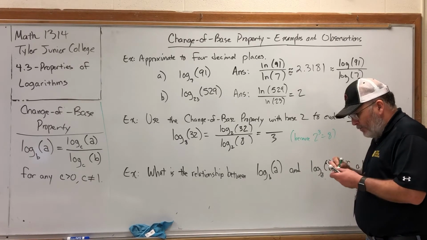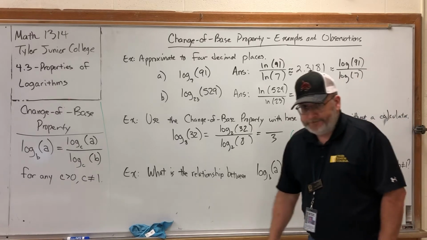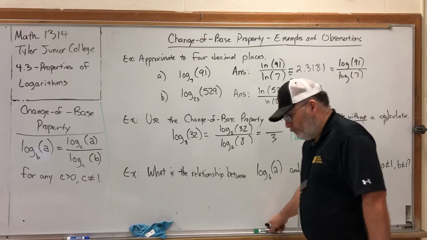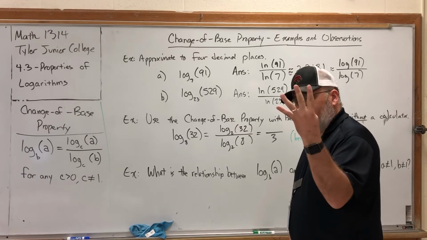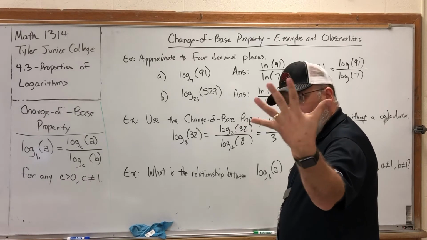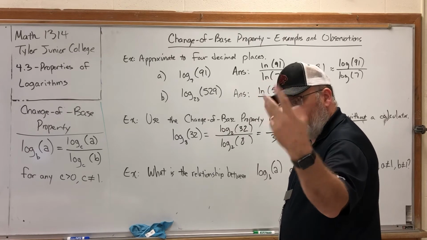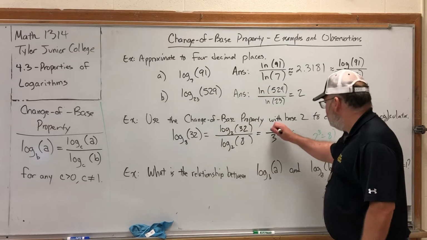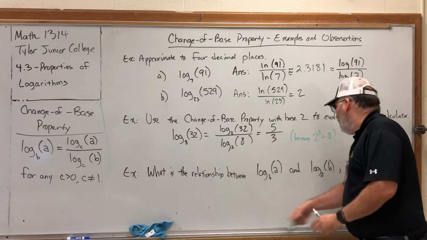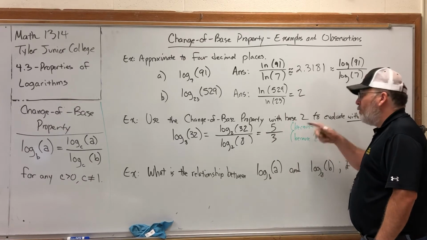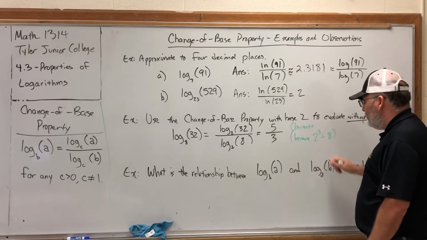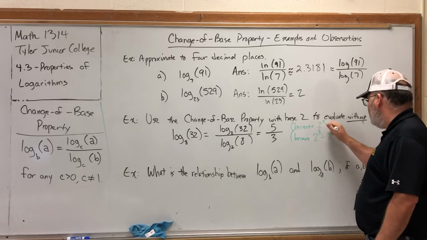But do you know what power turns 2 into 32? 2 times 2 is 4, times 2 is 8, times 2 is 16, times 2 is 32. It's 2 to the 5th power. Because log base 2 of 32 is 5, because 2 to the 5th power is 32.